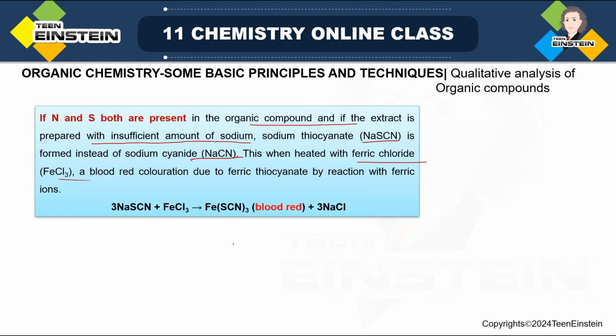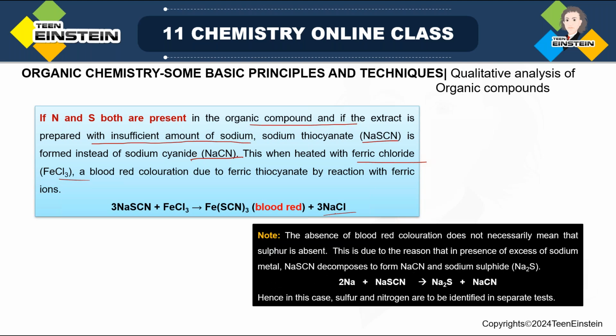So NaSCN plus FeCl3, now Fe(SCN)3 is formed and 3NaCl, which is also a simple exchange of ions. Now, as a note, we have to remember that if you are not getting this blood red coloration, that doesn't necessarily mean that sulfur is absent. Why? Because if an insufficient amount of sodium is present, then you will not get this observation. So mere absence of blood red coloration doesn't prove that sulfur is not present.